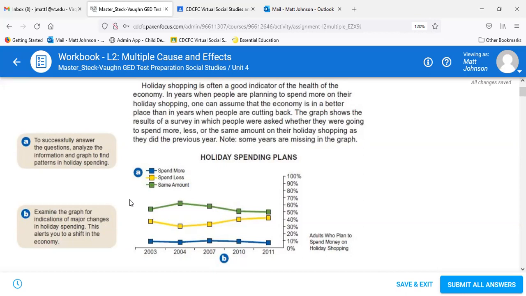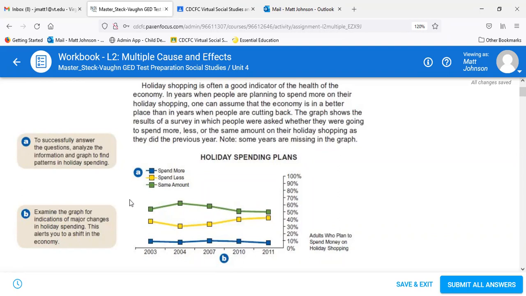So the text says, to successfully answer the questions, analyze the information and graph to find patterns in holiday spending. Also think about maybe what we've talked about as far as economic uptick or decline and how that may be relevant to those years we're looking at here. Then examine the graph for indications of major changes in holiday spending. This alerts you to a shift in the economy, right?